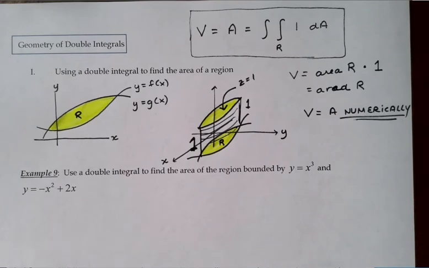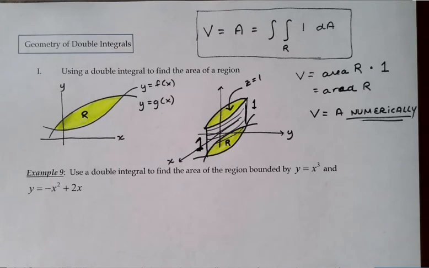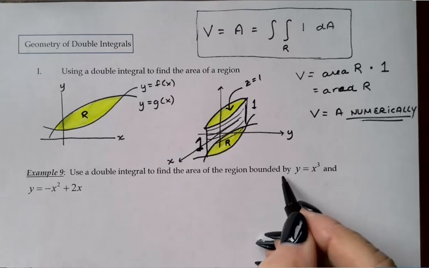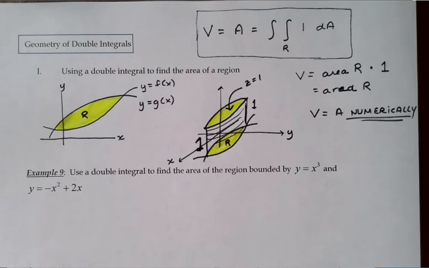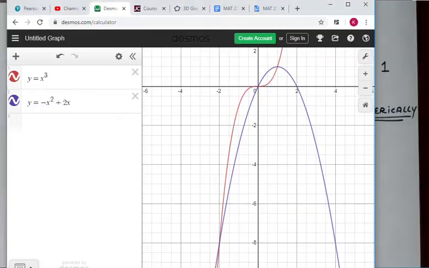I'd like to find the area, using a double integral, of the region bounded by y equals x cubed and y equals minus x squared plus 2x. Those aren't terribly difficult equations to graph, but as long as we've got technology, let's go ahead and take a look. I've actually graphed them on Desmos right there for us.